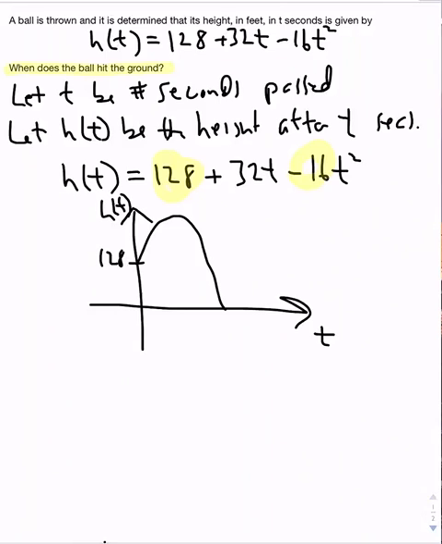Now, when does the ball hit the ground? Well, in my picture, that occurs right here, right? The height is 0, so that means the ball has been thrown, follows this path, comes down, hits the ground right there. So that's where the ball hits the ground. In other words, the height is 0, so h of t is 0. So to solve this problem, to answer this question, we need to figure out when is the height 0. Okay? So let's go to the next page.